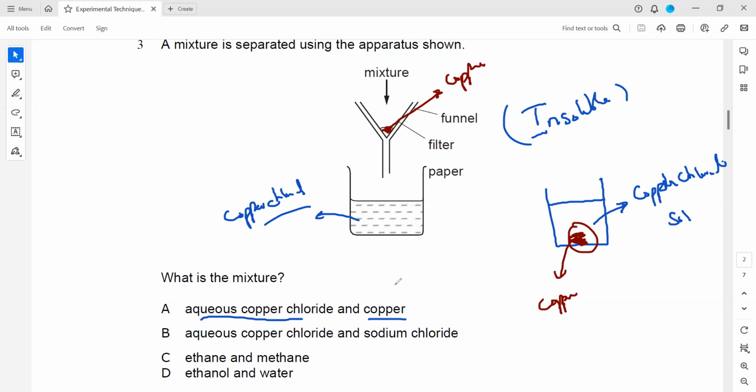Here, aqueous sodium chloride and copper chloride cannot be, because both are aqueous, both are soluble. Methane and ethane are gases. For gases, we use fractional distillation, and ethanol and water are also miscible liquids. So for miscible liquids, we also use fractional distillation. That's why option A is the right answer. So we can separate copper and a solution of a copper salt by filtration.